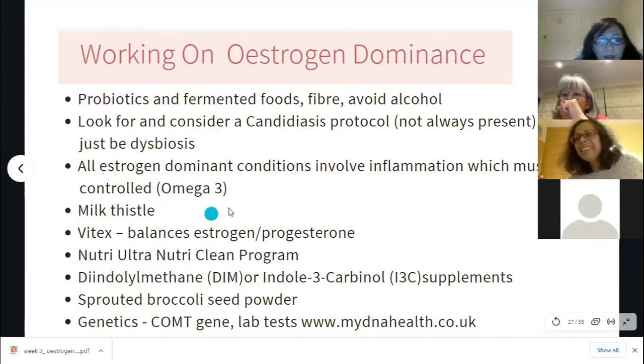Always take omega-3 no matter what is going on. Make sure you take enough levels of your omega-3, because that's just so important for every process in the body.